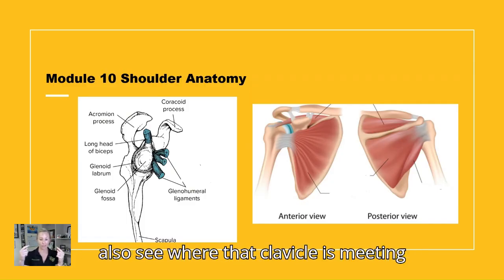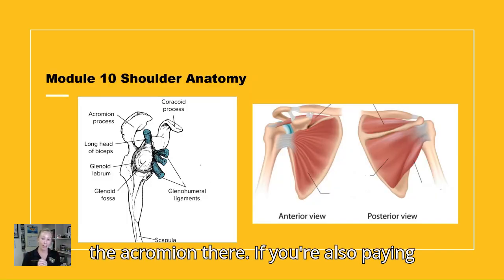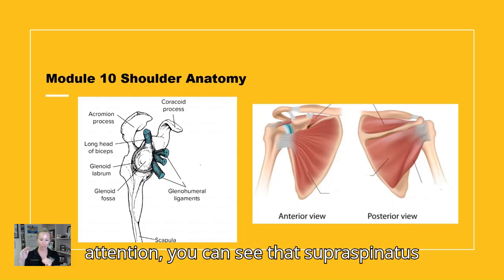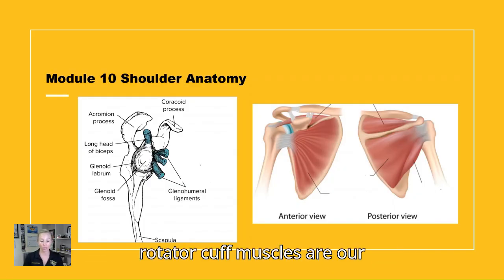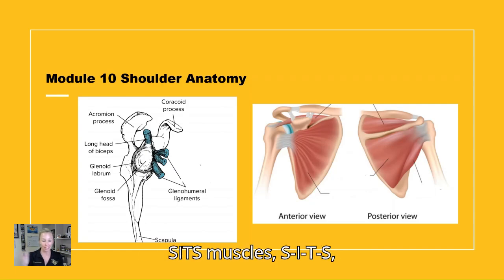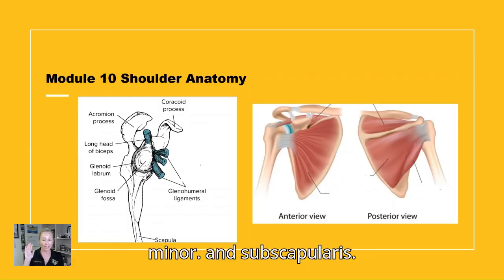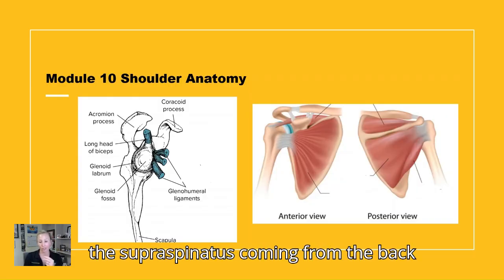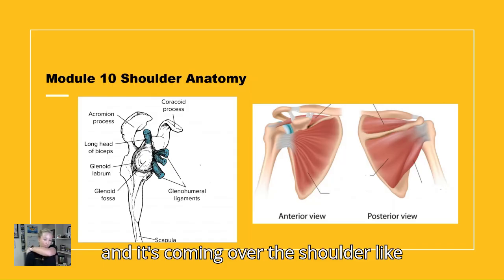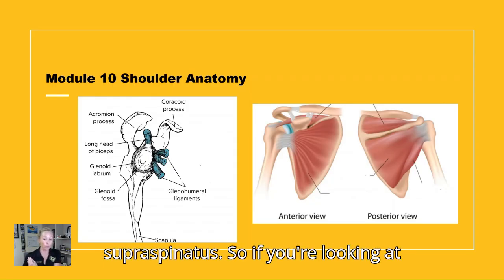You can also see where that clavicle is meeting the acromion there. If you're also paying attention, you can see that supraspinatus coming in through the back. So our rotator cuff muscles are our SITS muscles: supraspinatus, infraspinatus, teres minor, and subscapularis. So on this anterior view, you're seeing the supraspinatus coming from the back, and it's coming over the shoulder like this and attaching in. That's your supraspinatus.